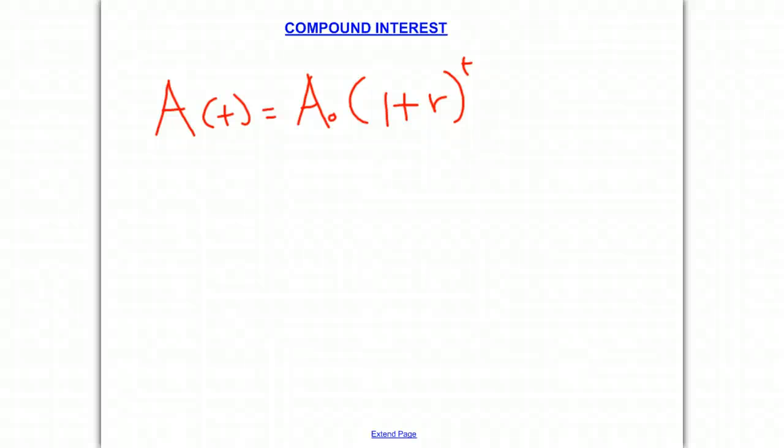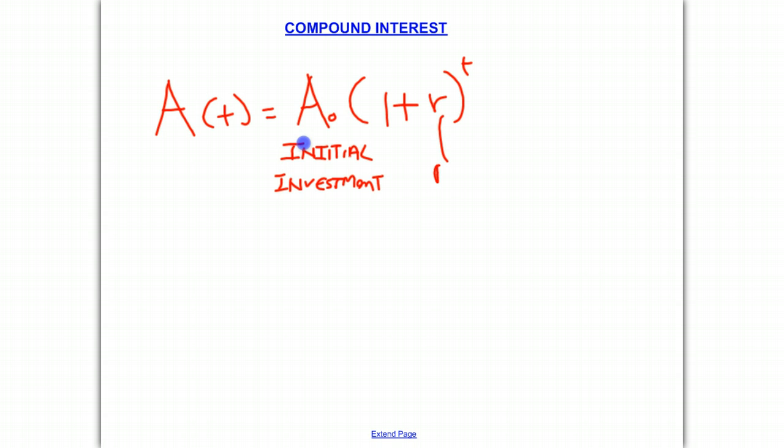Welcome to part two of our topic of compound interest. What we learned in part one was very simple compound interest, where we compounded it yearly. And the formula we came up with was A sub t is equal to A sub 0, which was our initial investment, times 1 plus our annual rate raised to the t power, which is the number of years.